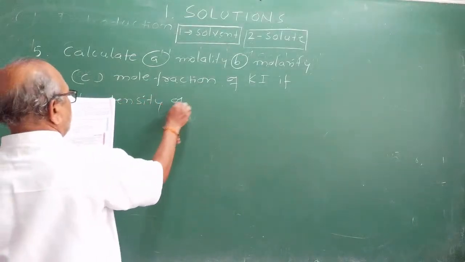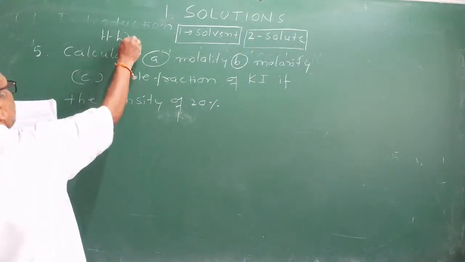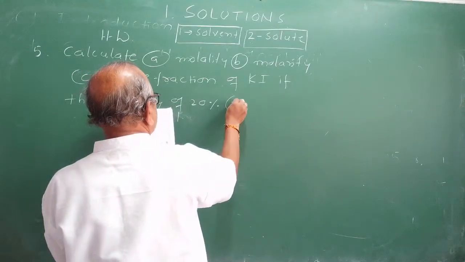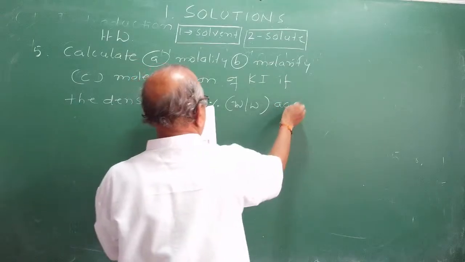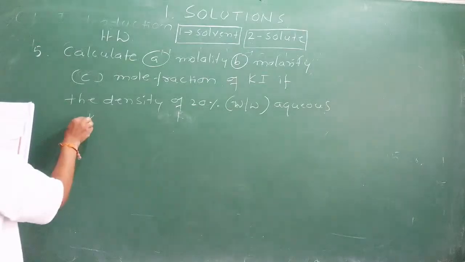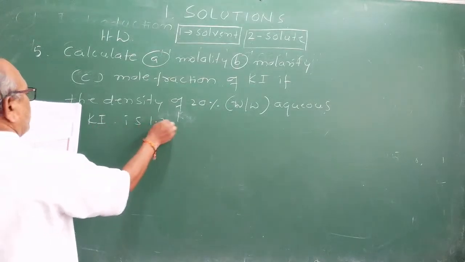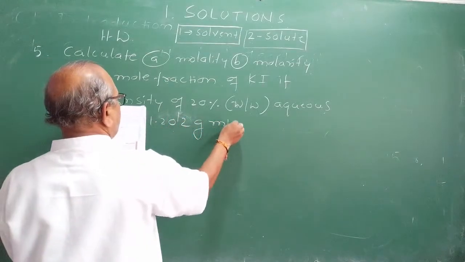of 20% is homework to you. You try them. 20% is mass by mass, W by W, aqueous potassium iodide is 1.202 gram per milliliter or cc.